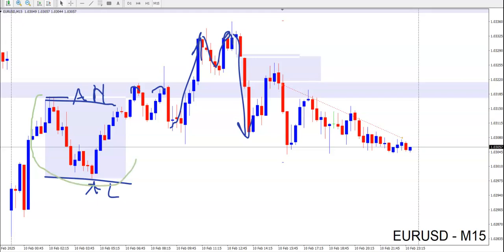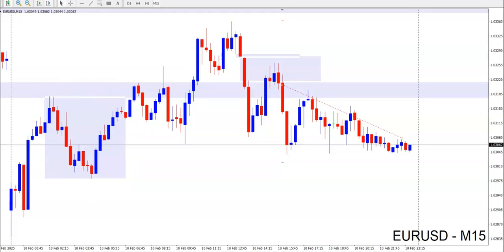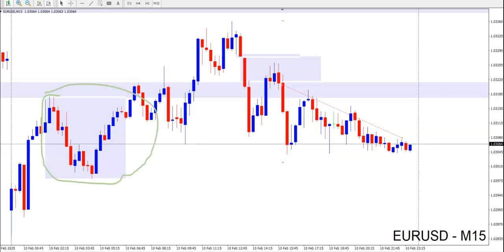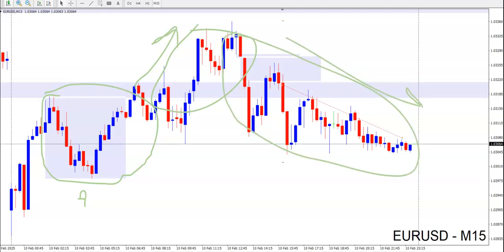this range. Oops, let me draw again. So we had this accumulation period, we had this manipulation period, and then we had this distribution period to the downside. So we have accumulation, manipulation, and then distribution to the downside.